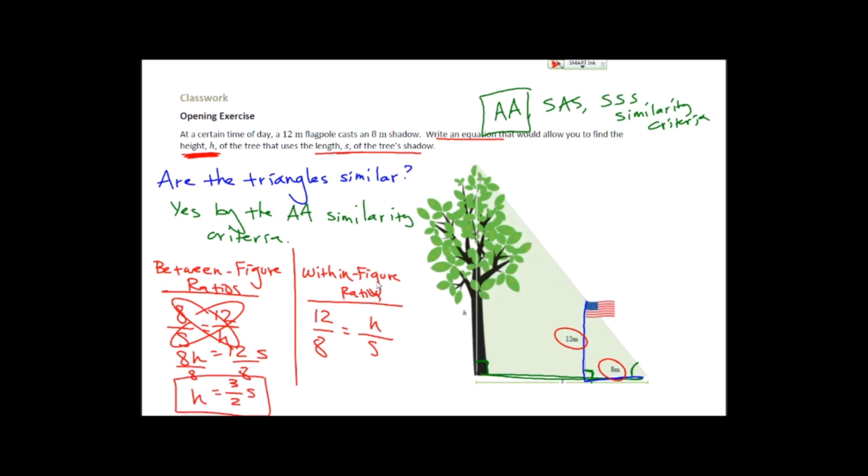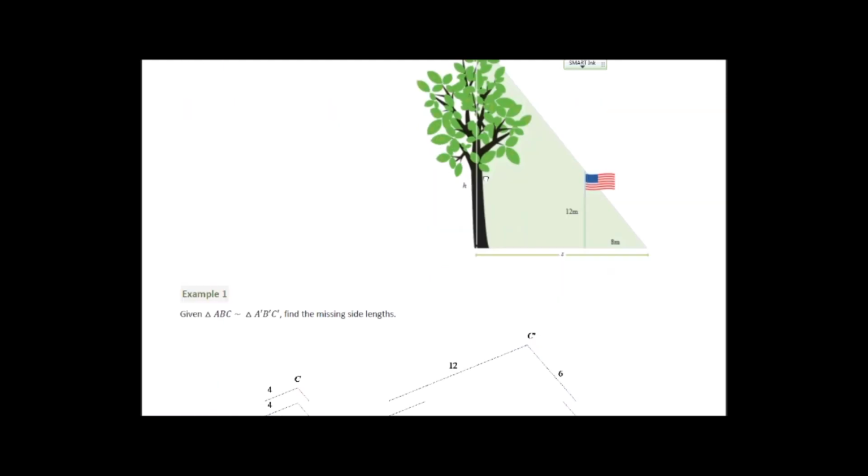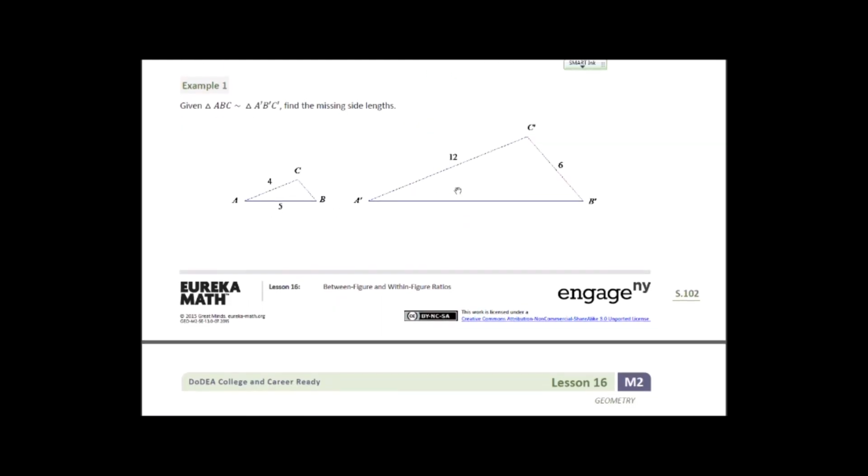And h is equal to 3/2 s. Now, solving this proportion, I get the exact same thing. All right, let's look at this question, which is not in a real-life context, but I can show you the exact same ideas using geometry shapes.